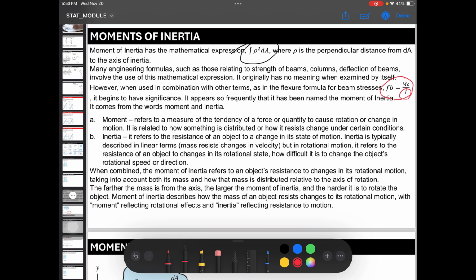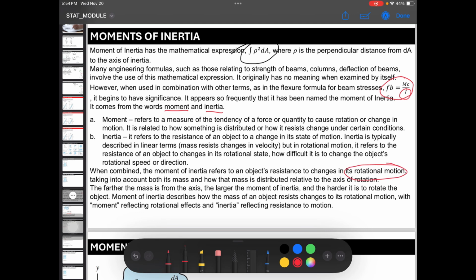So, it appears so frequently that it has been named the moment of inertia, coming from two words na moment and inertia. As we know, moment, ito yung tendency na mag-create ng isang force or quantity ng rotation. And then inertia, this refers to the resistance ng object to change its state of motion. So, sabi nga sa law of inertia, a body at rest will remain at rest, a body in motion will retain in motion. So, these two words combined, meron tayong moment of inertia, which refers to an object's resistance to changes in its rotational motion.